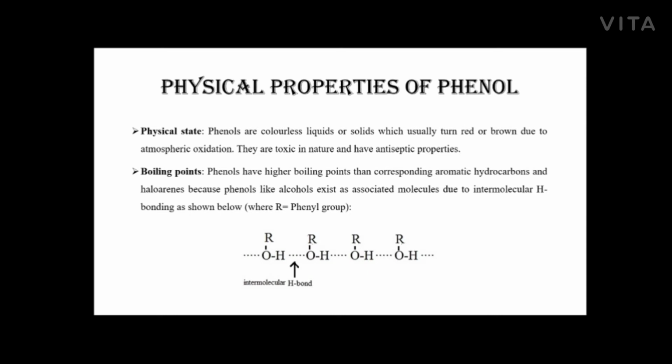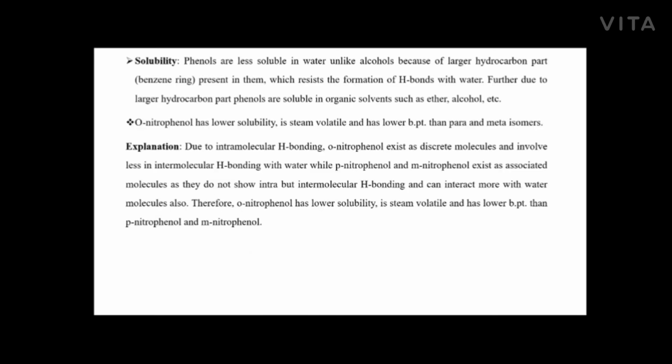So here is an example of intermolecular hydrogen bonding where phenol, if I take R as a phenyl ring, gets associated with another molecule of phenol through this dotted intermolecular hydrogen bonding. Solubility: phenols are less soluble in water, unlike alcohols.